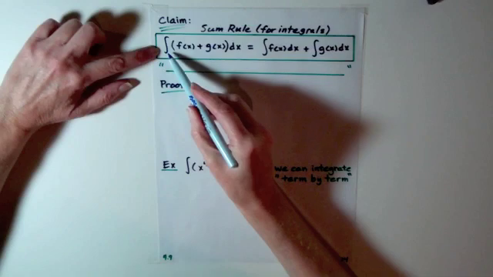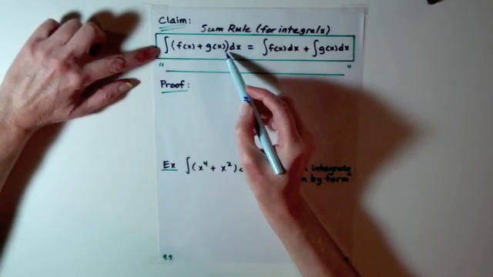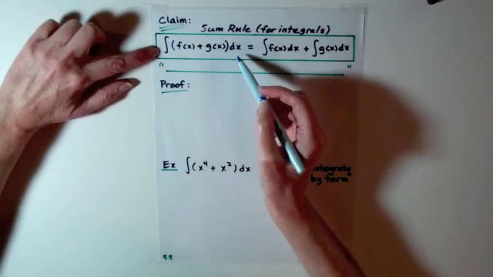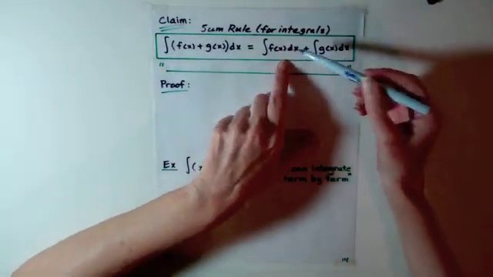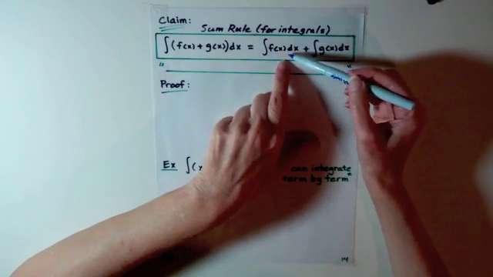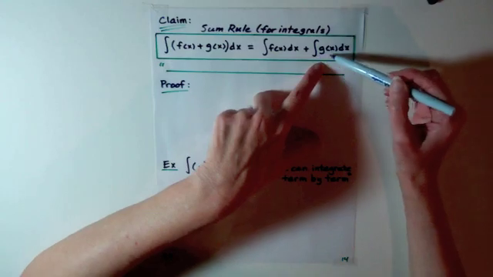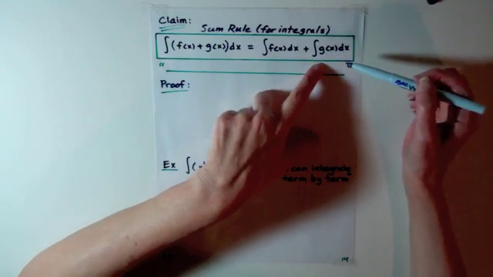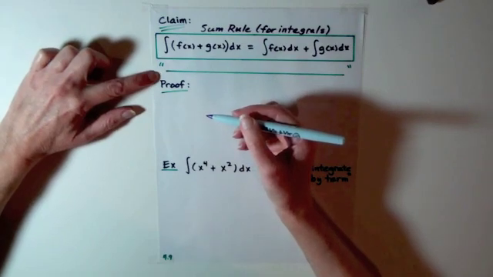In other words, when I integrate this kind of complicated function, f of x plus g of x dx, I can break that down into two simpler integrals and just add the answers together. I can do the integral of f of x dx separately and then add on whatever I get when I integrate g of x dx. And in words, we use words very similar to the words that we used for the sum rule in differentiation.